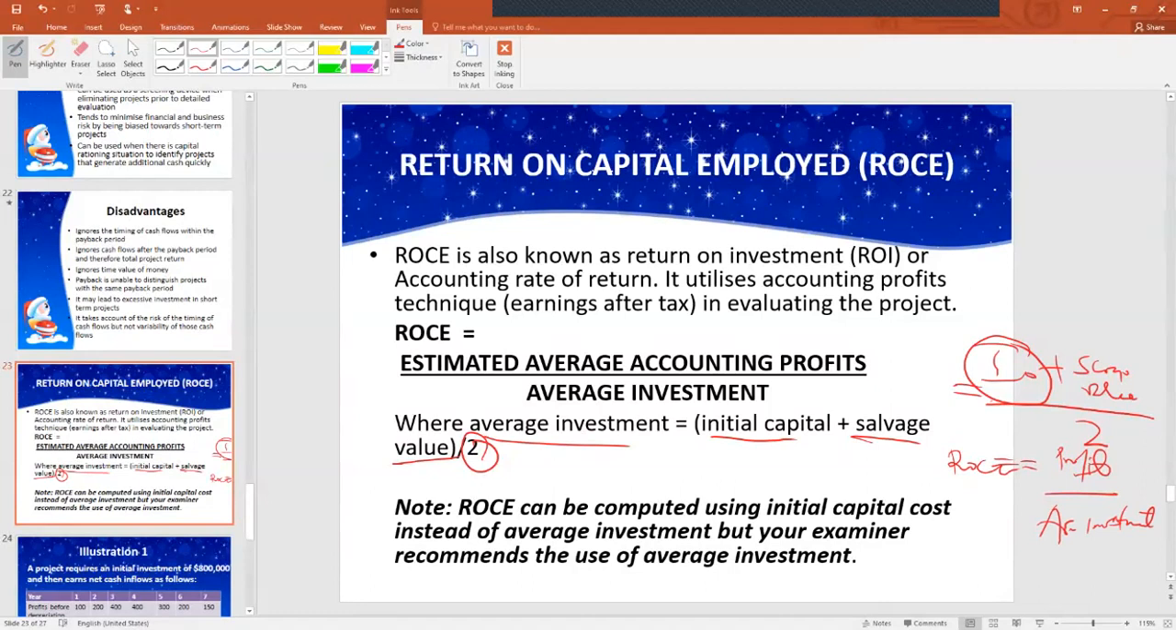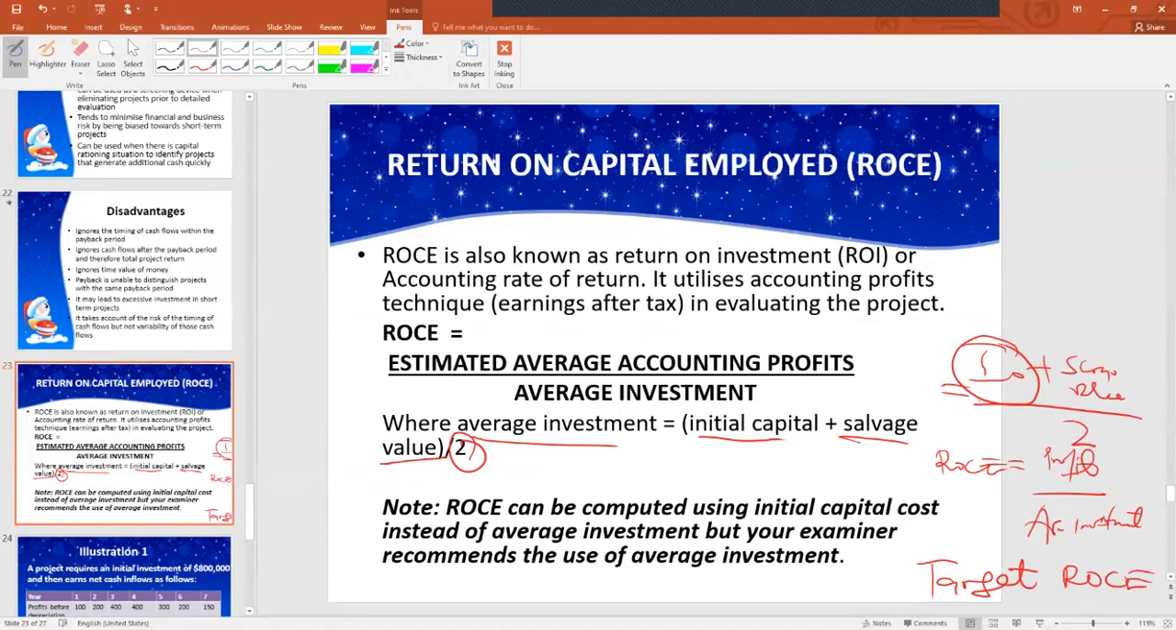That is going to give the return on capital employed, also referred to as the accounting rate of return, ARR. Now the question remains: how do we decide whether to invest or not invest in the project? More often than not, management will come up with a target return on capital employed. The company management can say that we are only going to invest in projects where the return on capital employed should be at least, let's say, 30%.